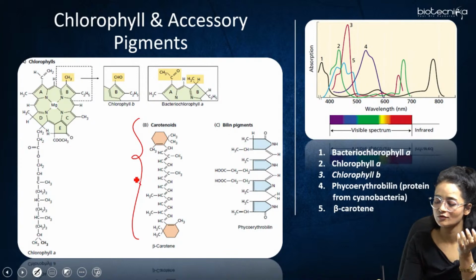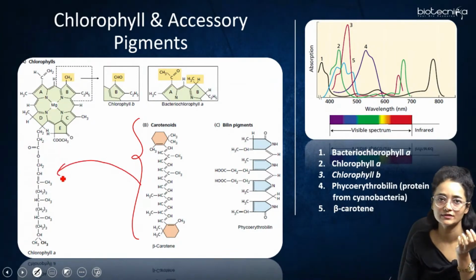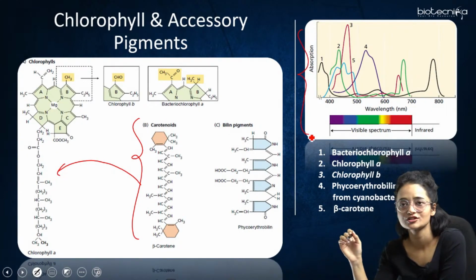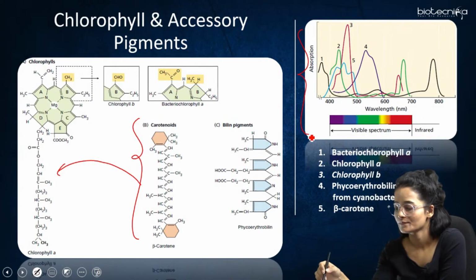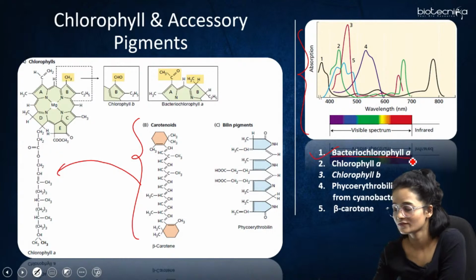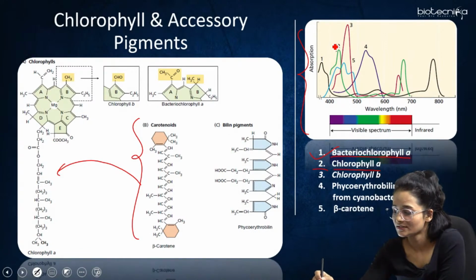So light is being transferred from these accessory pigments to the chlorophyll pigments. Light doesn't directly fall on the chlorophyll pigments. Now here is the light spectrum which is being given. Curve 1 basically shows the absorption spectrum for the bacteriochlorophyll A. Curve 2 is for the chlorophyll A. So here you can see that curve 2 is for chlorophyll A, and this is for bacteriochlorophyll A.